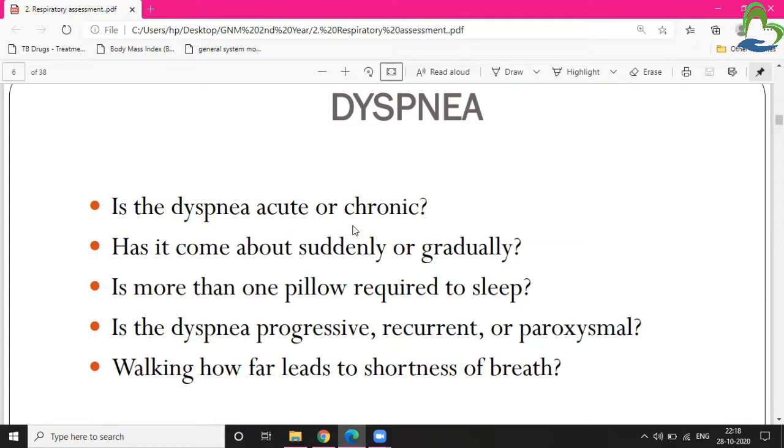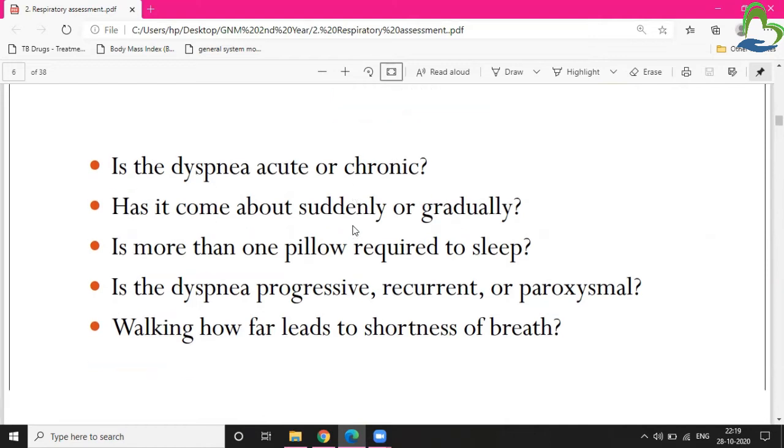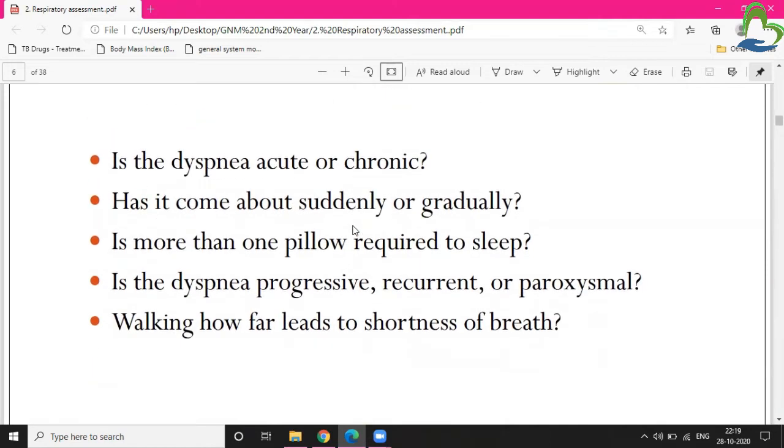First and foremost, we will ask about dyspnea, that is difficulty in breathing. We need to ask the patient, is the dyspnea acute or chronic? If they are having a respiratory problem or difficulty in breathing, is it sudden or chronic? Do they have any previous medical history related to the respiratory system, or have they undergone any surgeries for a disease treatment?